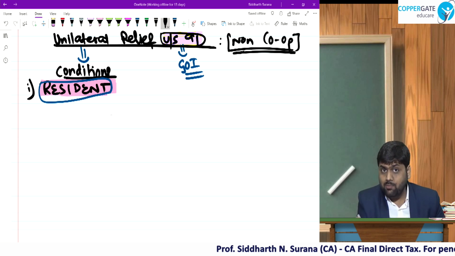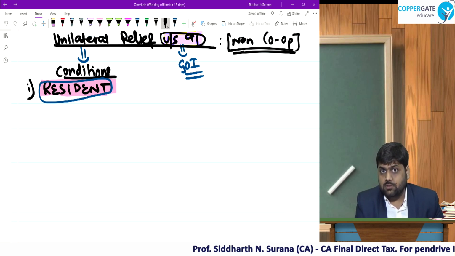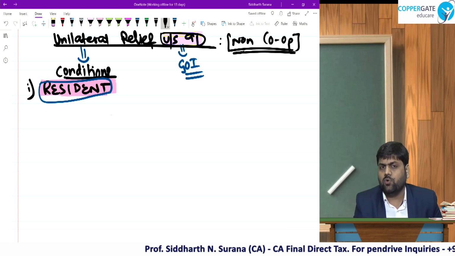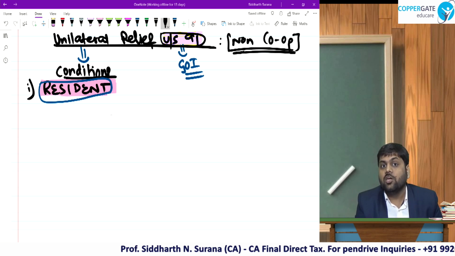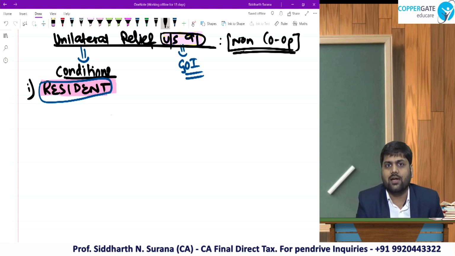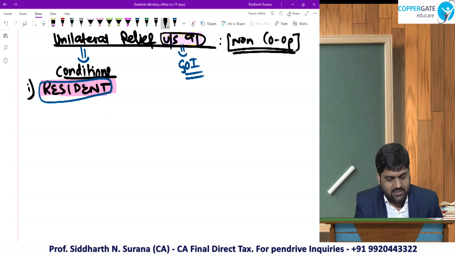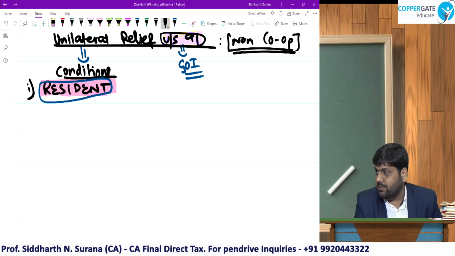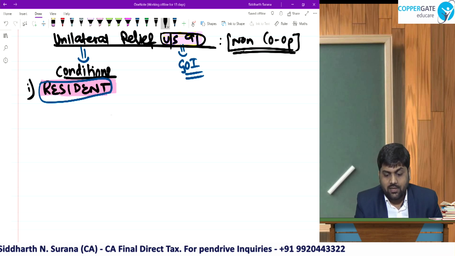Wait, I am going to give you 2, 3, 4. I am going to give you condition 2, 3, 4, but condition 2, 3, 4 are a waste of time. You will laugh at them. The only condition, the only thing that matters, the only condition that is applicable is that assessee has to be a resident. This benefit will be available only to resident assessees.